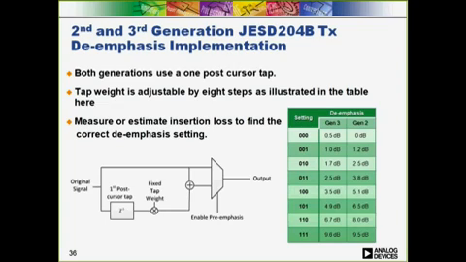Both the second and third generation JESD204B transmitter implementations use one post-cursor tap that has 8 available settings for the tap weight. In order to determine the appropriate setting for the tap weight, the user has 2 options. The insertion loss can be determined by using the PCB layout tools to extract the appropriate S parameter, and then the de-emphasis can be set appropriately. Alternately, the eye diagram can be measured at the JESD204B receiver input and the de-emphasis setting adjusted until an acceptable eye diagram is achieved.